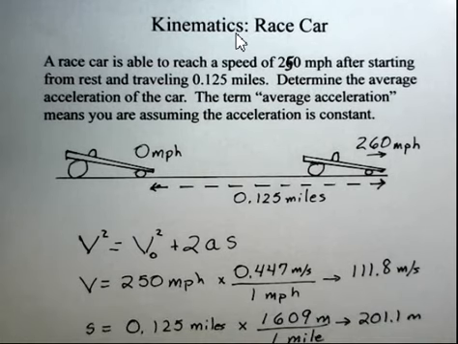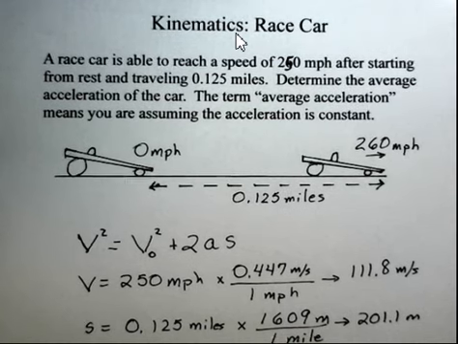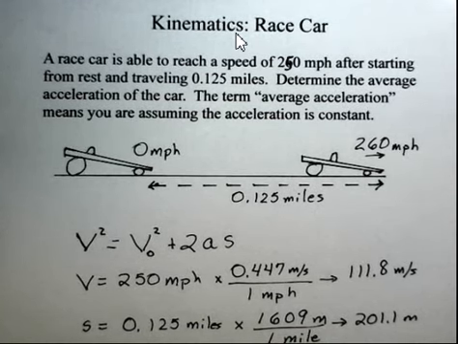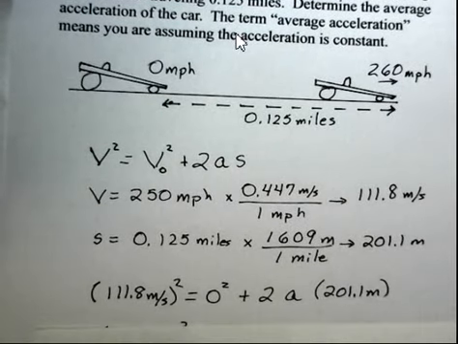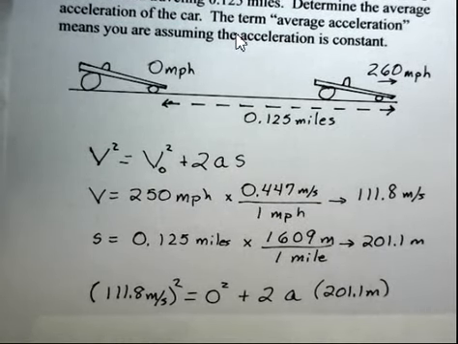Then the distance also needs to be converted to metric. 0.125 miles, 1609 meters for 1 mile. The miles units cancel, and we end up with 201.1 meters roughly. I've rounded a little bit. So putting those numbers into our equation, 111.8 meters per second, don't forget to square that final velocity, equals initial velocity squared plus 2 times a times 201.1.